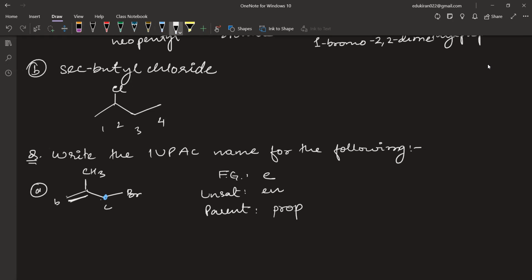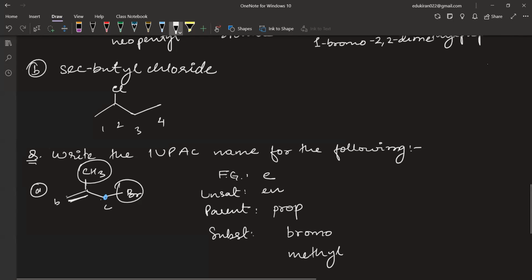Now parent is prop. Okay, what I was saying, substituent will be this Br and this CH3 is the substituent. So we have a bromo substituent and we have a substituent that is methyl. Now comes the numbering part. So where should I start the numbering from? B or C? Tell me.